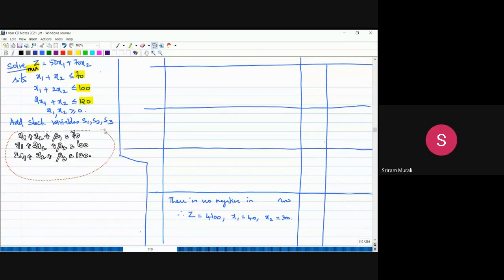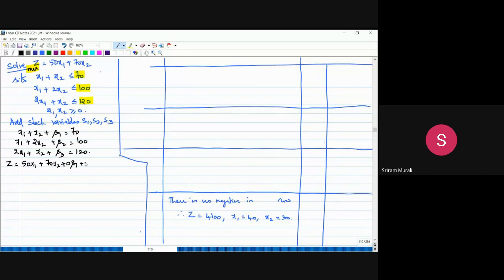Yes, sir. Now, what is the next step? Add the slack variables in the objective as multiples of 0, that is Z equal to 50X1 plus 70X2 plus 0S1 plus 0S2 plus 0S3. So Z minus 50X1 minus 70X2 minus 0S1 minus 0S2 minus 0S3 is equal to 0. So we made it into equation form. Right hand side should be a constant, left hand side must be a variable. So that is why we are doing this.